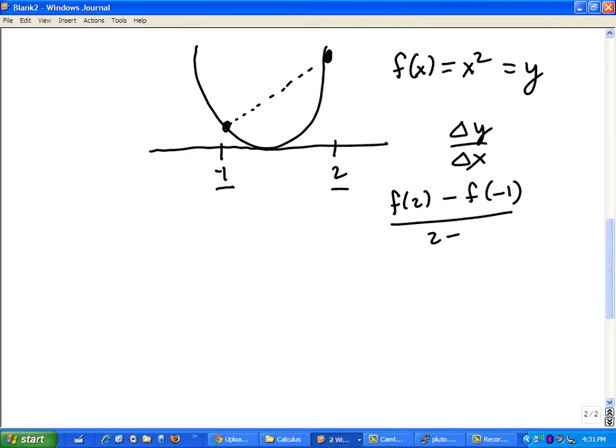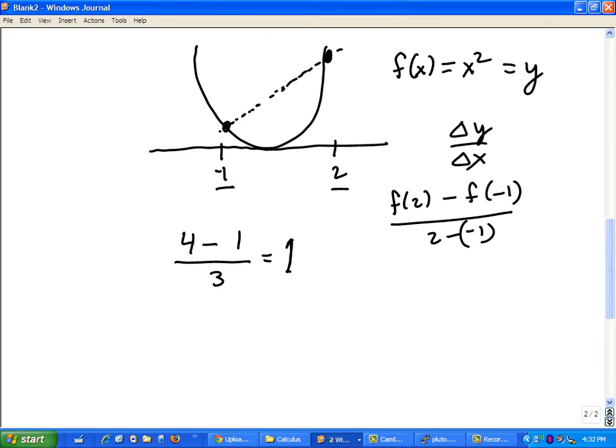This is not the derivative. This is the average rate of change. But you could calculate this. F of 2 would be 2 squared, so that would be 4. F of -1 would be -1 squared, that would be 1, divided by 2 minus -1, which would be 3. And so this would be 3 over 3, which is 1. And that does look like the slope of this dotted line that I just drew. So that's kind of a reality check. But that's not the question I'm interested in.